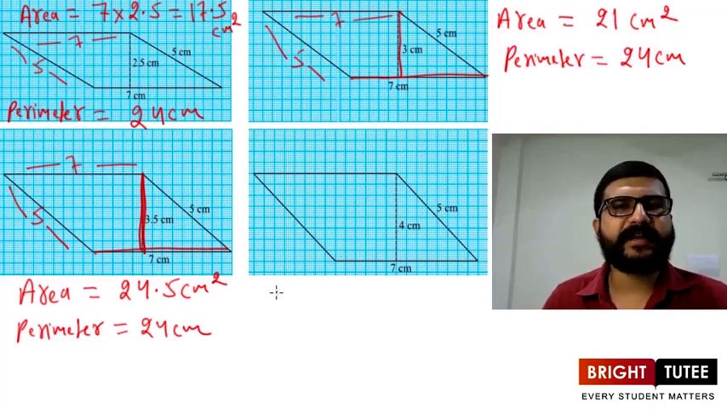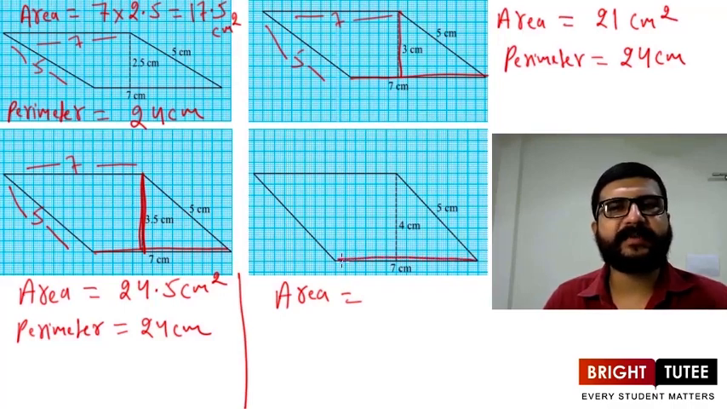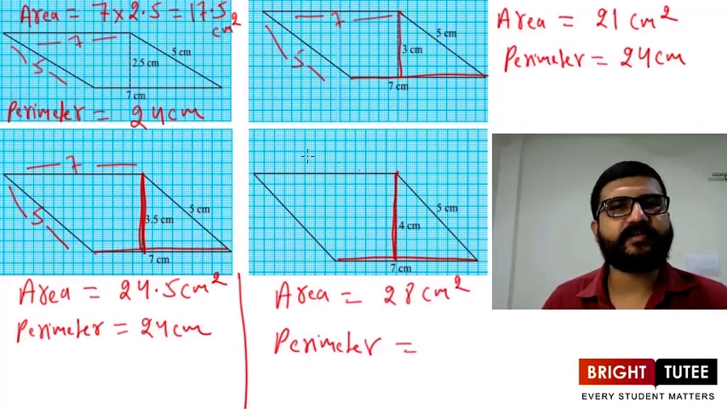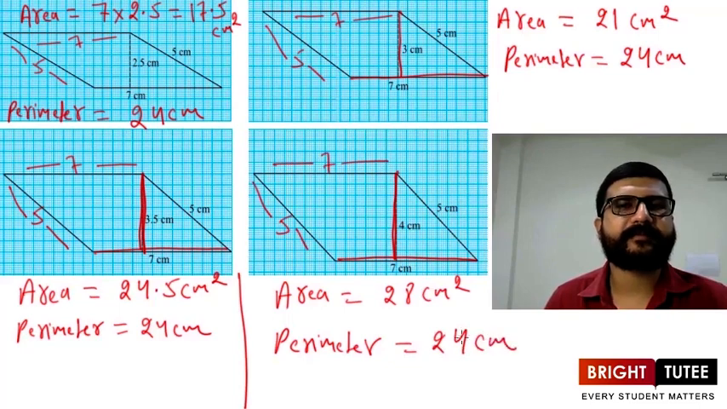So here again we have to find the area and perimeter. The area of this parallelogram will be equal to base into corresponding height. If we are considering this side as base, then this one will be the height. So it will be 7 into 4, which is 28 square centimeters. Now what about the perimeter of this parallelogram? Will it be equal to 24 again? Yes, it is equal to 24 again because all the side lengths are still the same. So it will be 24 only.